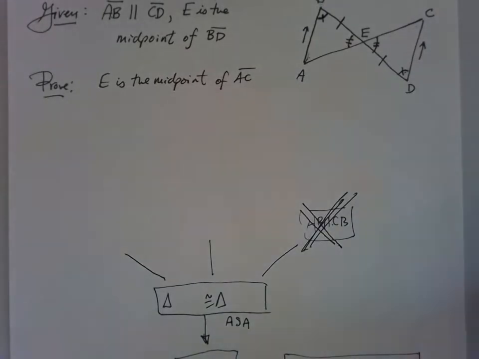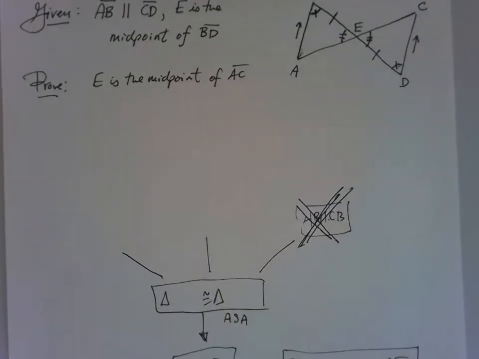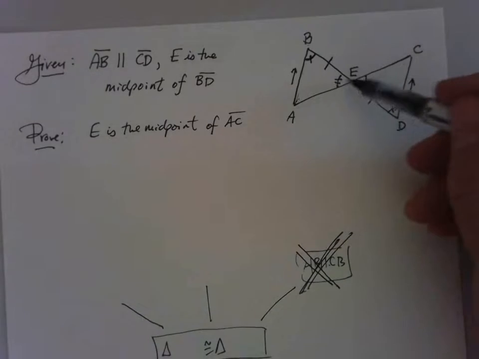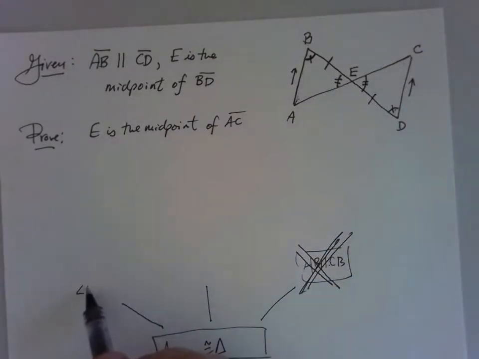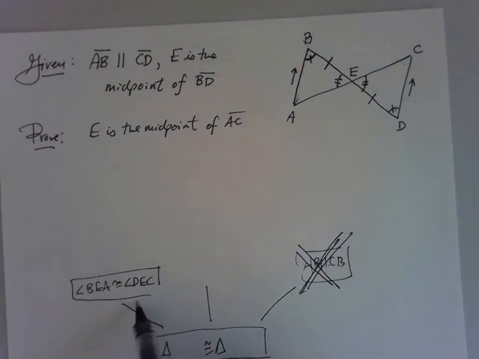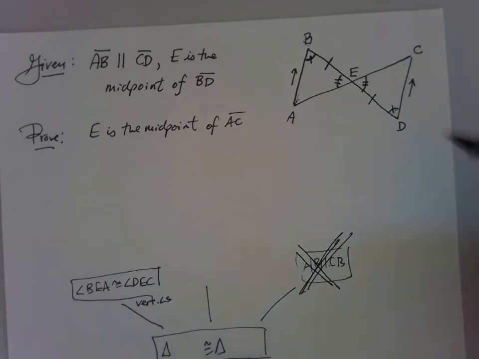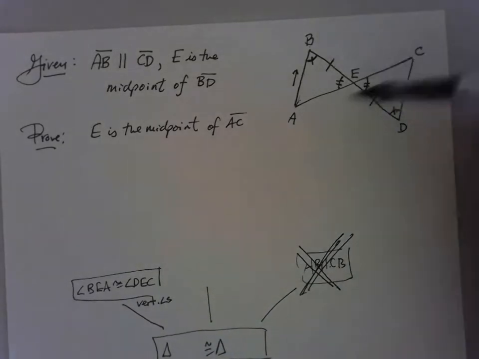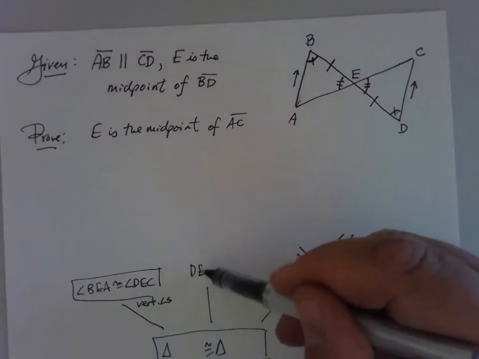So much of this is the same as what happened before. We have the vertical angles, angle BEA and angle DEC. They're vertical angles. We have BE and DE. That's the pair of sides.